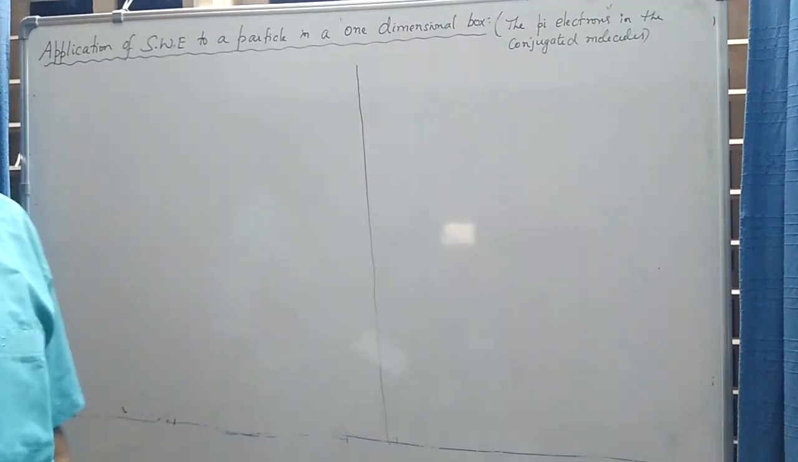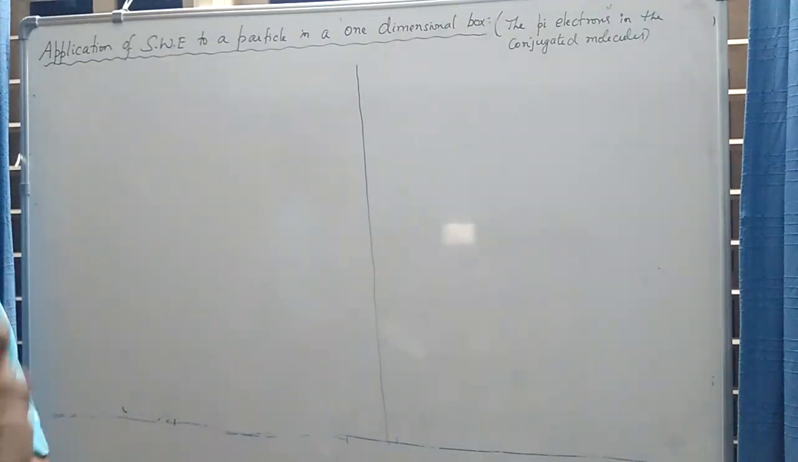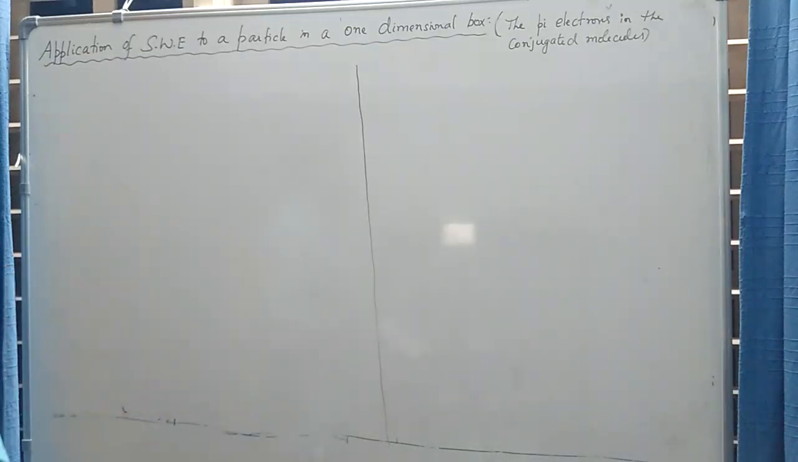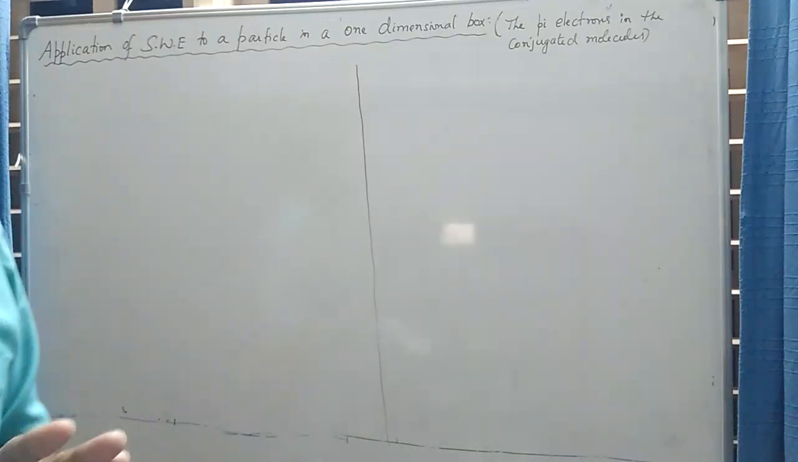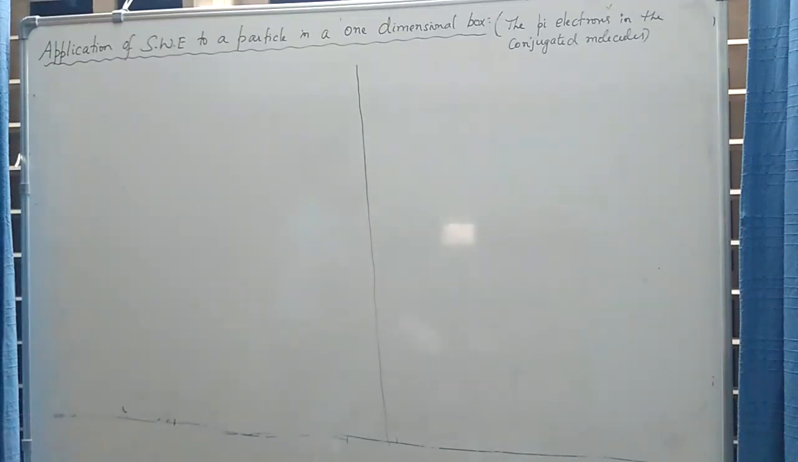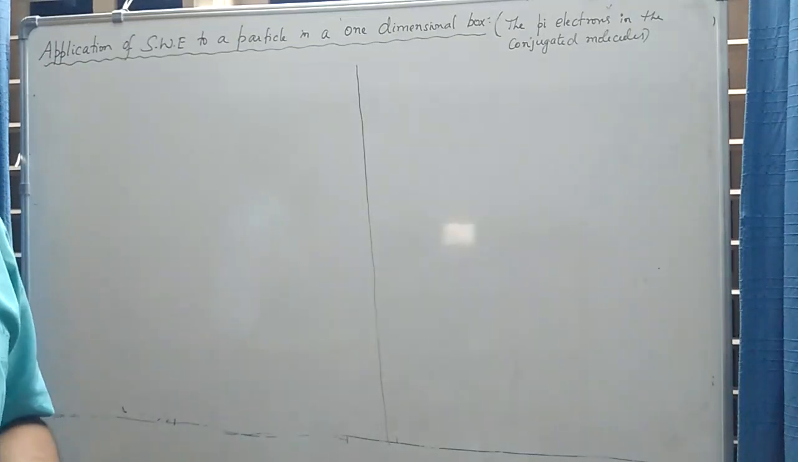When the Schrodinger wave equation is applied to a particular system and solved, we get two important pieces of information about the system. One is the energy of the particle or particles present in the system. The second is the wave function.